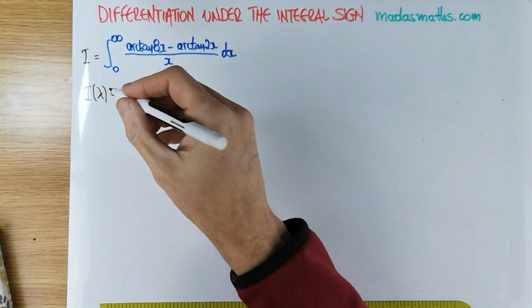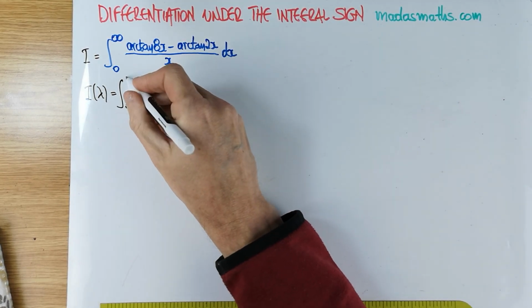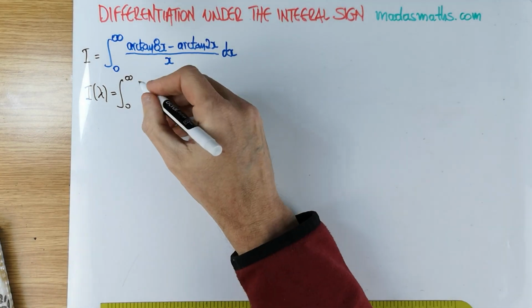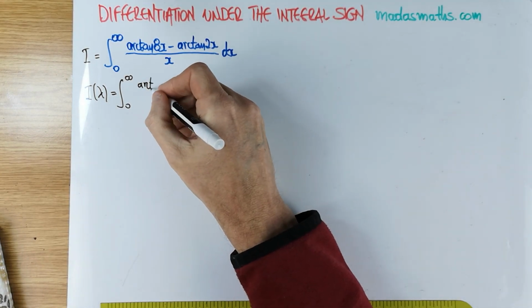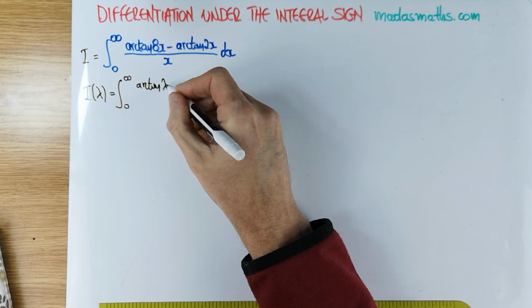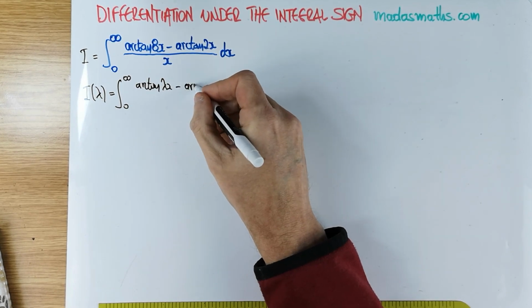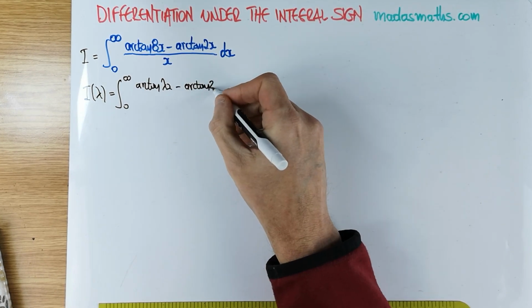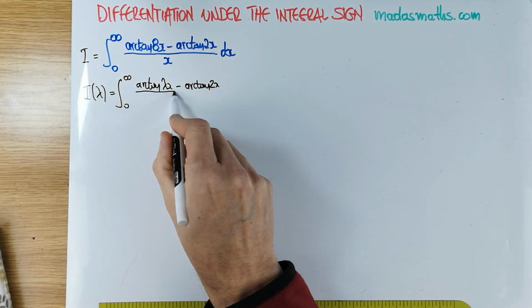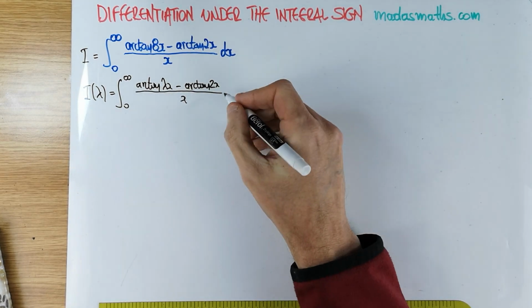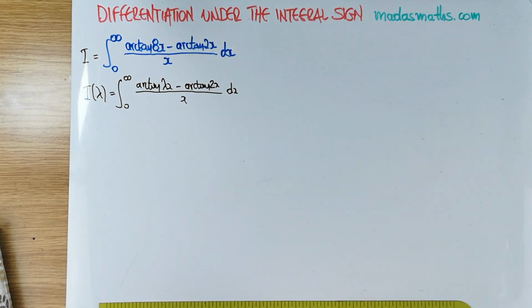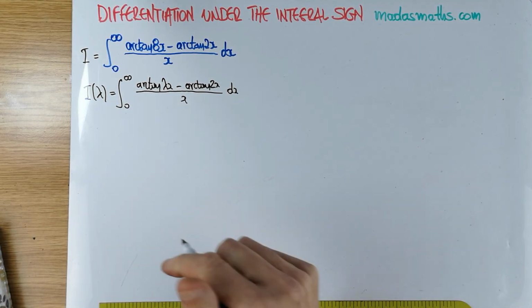So this is going to be the integral from 0 to infinity of the arctan of lambda x minus the arctan of 2x, the whole thing over x dx. And now we're going to differentiate both sides of this equation with respect to the parameter lambda.